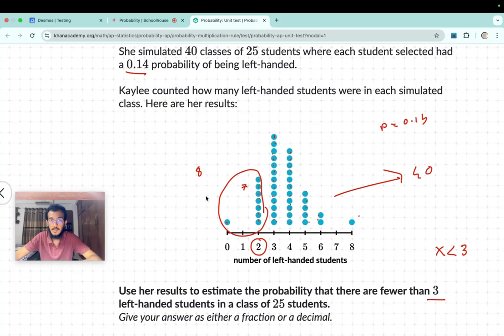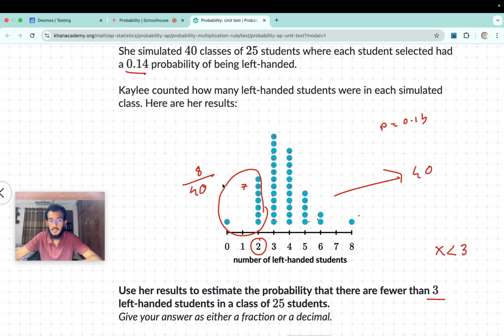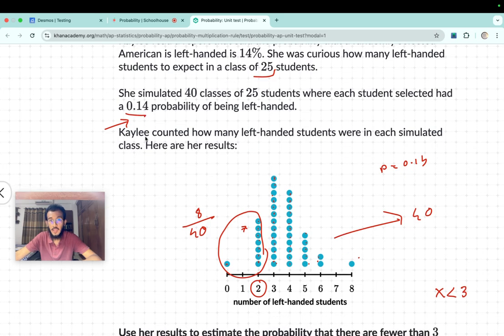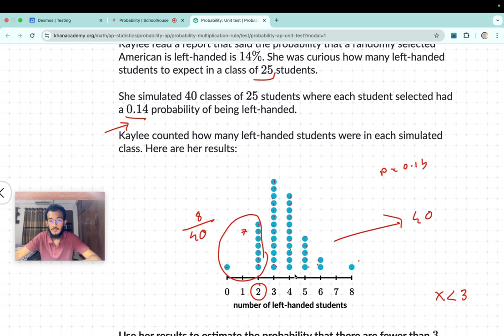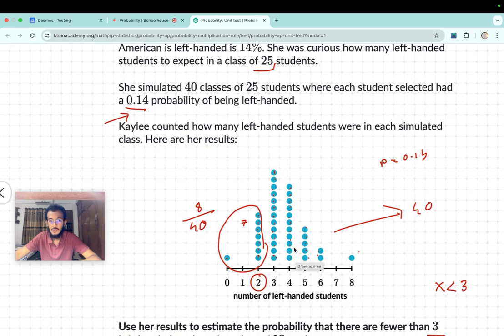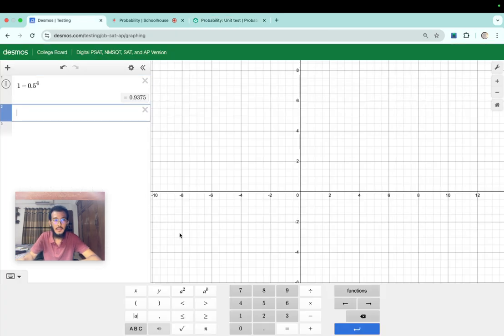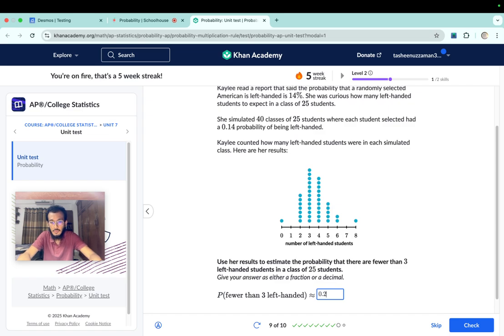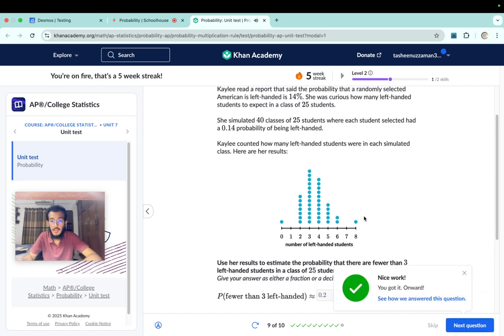So we have 8 upon the total, which is 40. But here's the question, what do we do with 0.14, which is the probability of a randomly selected American being left-handed? She used that to find this data in the 40 classes, right? So we don't need that actually, I think. 8 by 40 is 0.2. Exactly. We don't need that.